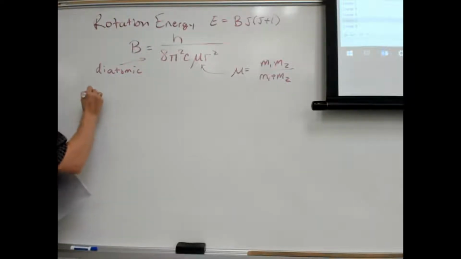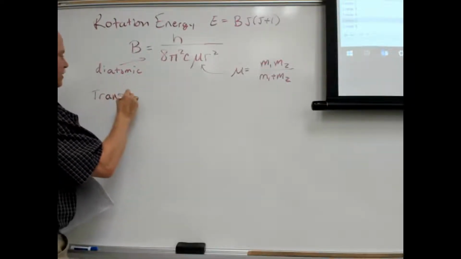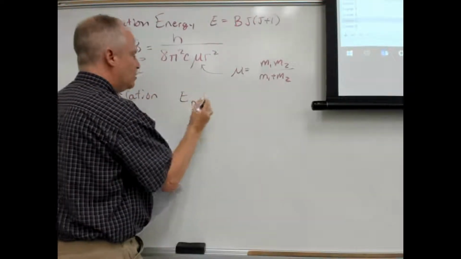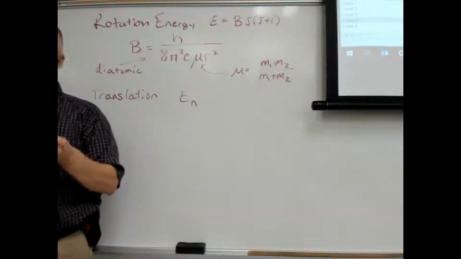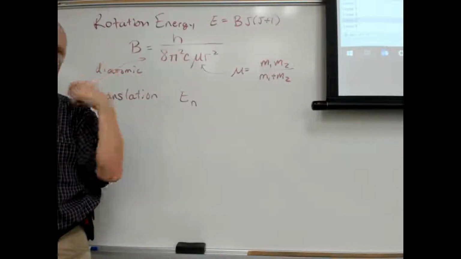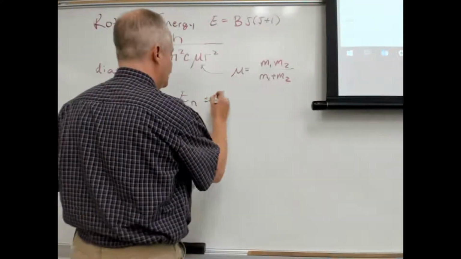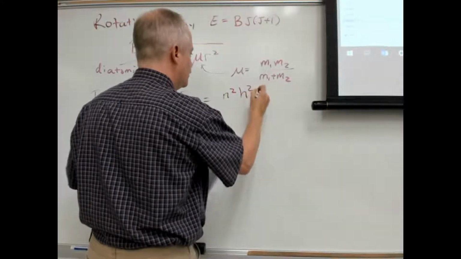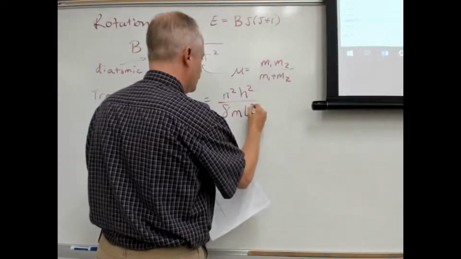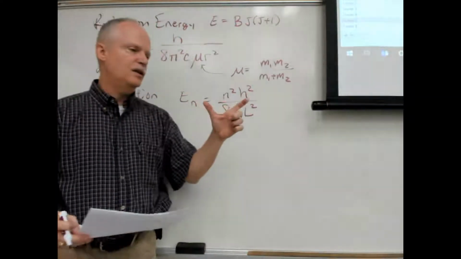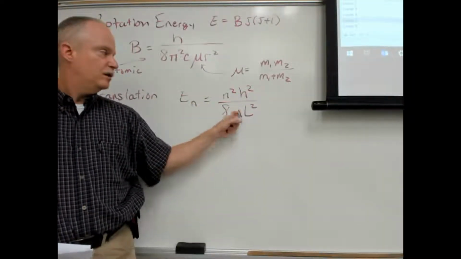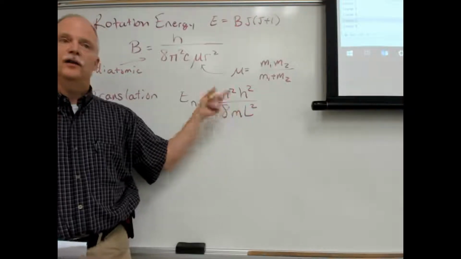What about the translational energies? This had the quantum number n. This was a particle in a box problem. We'll just talk about one dimension, so we'll say that this particle is going along the x-axis. And that's going to be n squared h squared over 8 m L squared. This L is the length of the box, so the particle is confined to a particular region. This is the mass of the particle, and the quantum number is in the numerator, and it's squared.